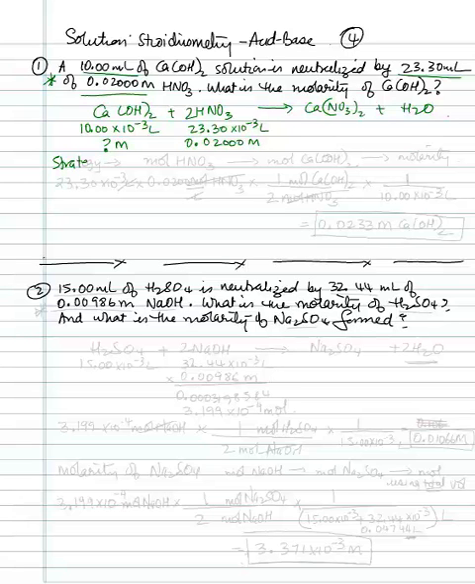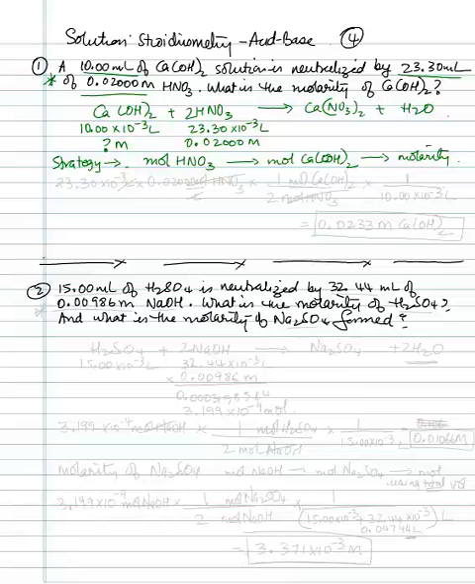Our strategy always, have a strategy in mind. So we find the moles of HNO3 using the molarity, then we'll find moles of calcium hydroxide, and then from there we will calculate molarity, using the volume that's given to us, because once we have the moles of calcium hydroxide, that should be easy to do.